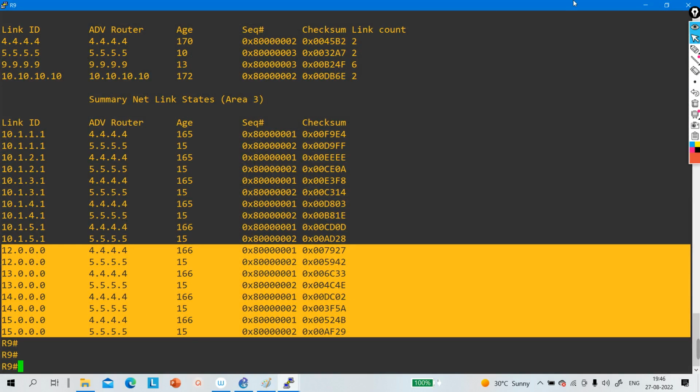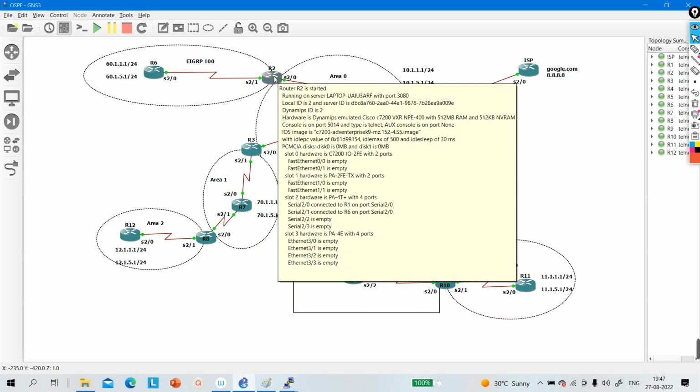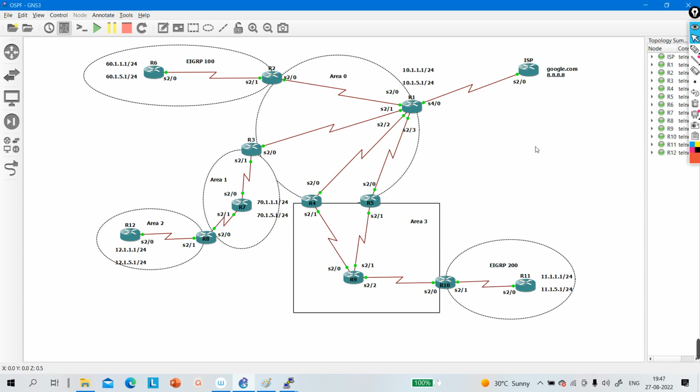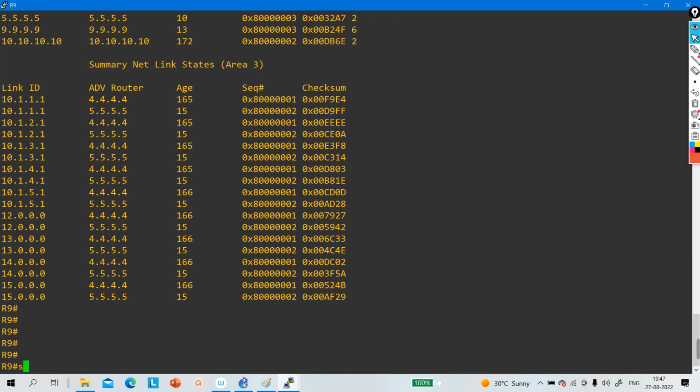But router 9 is not receiving these prefixes in the form of LSA 5. So you have to perform redistribution on the edge router. This is my edge router, router 2 and router 10. Here I will perform redistribution so that this router will generate LSA 5 to share external prefixes in the OSPF domain. But now you can check who is the ABR.